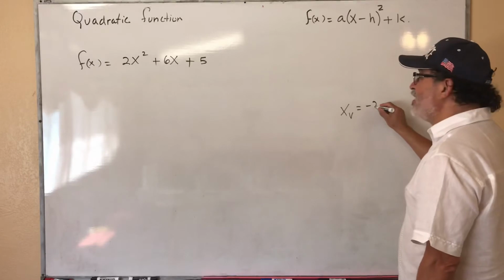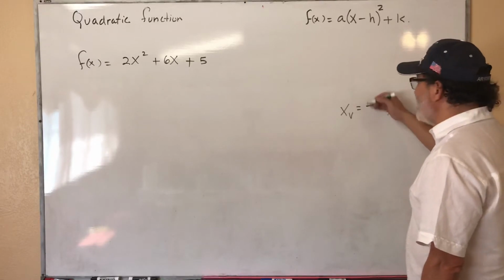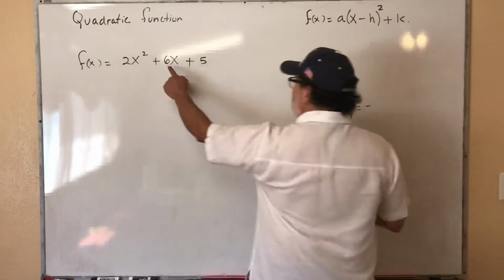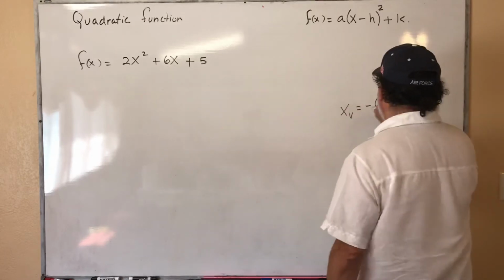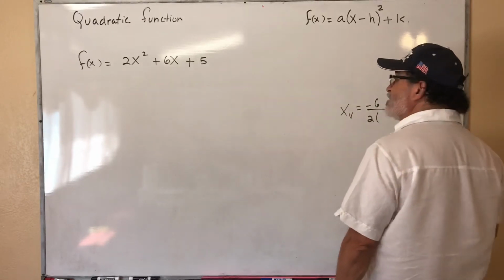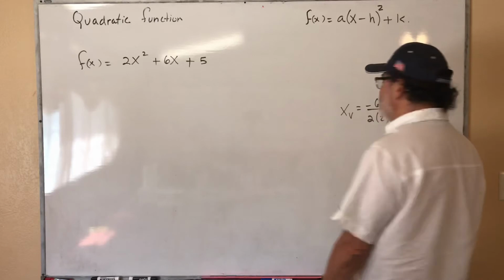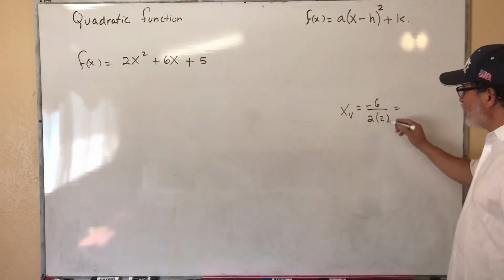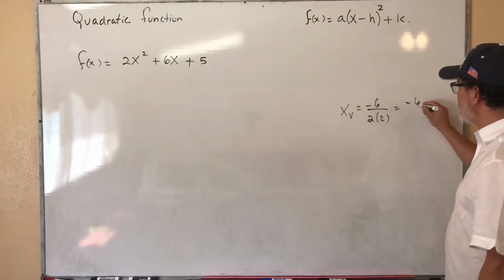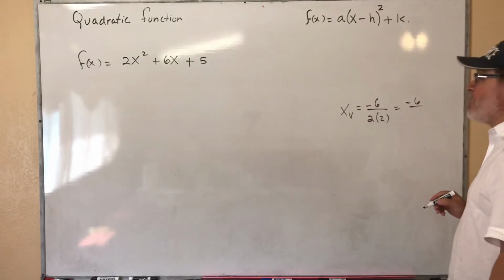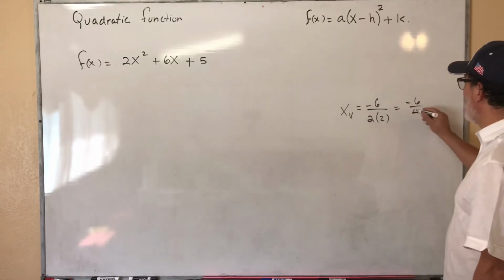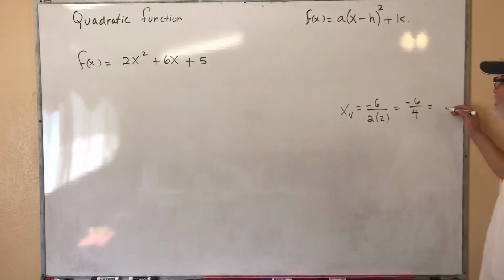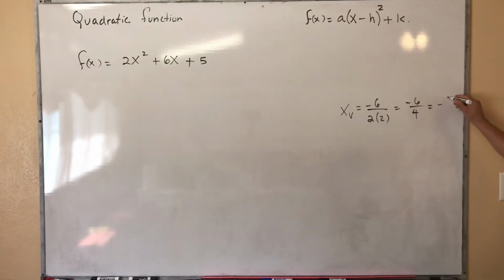Negative b over twice a, right? So negative b, so negative 6 over twice a. What is a? 2. Okay? And so we have negative 6 over twice 2, which is 4. Simplify. 2 goes into 6. Negative 3 over 2. That's the x-coordinate of the vertex.